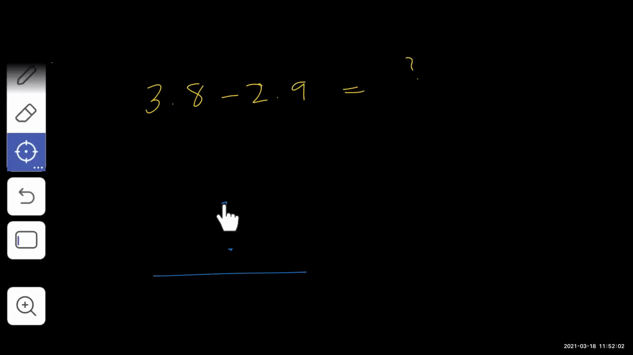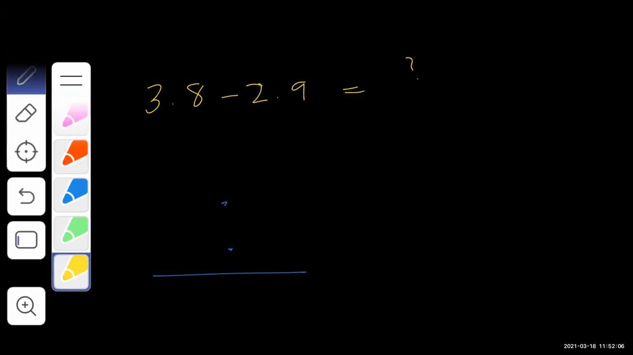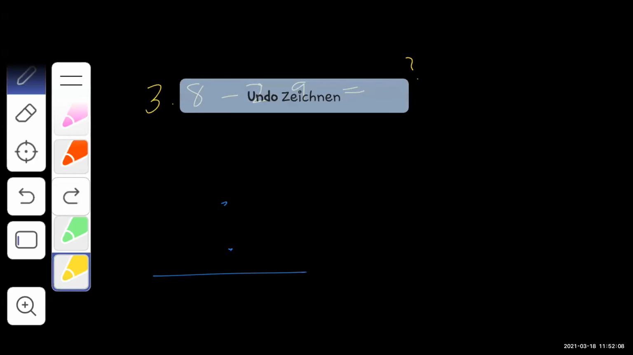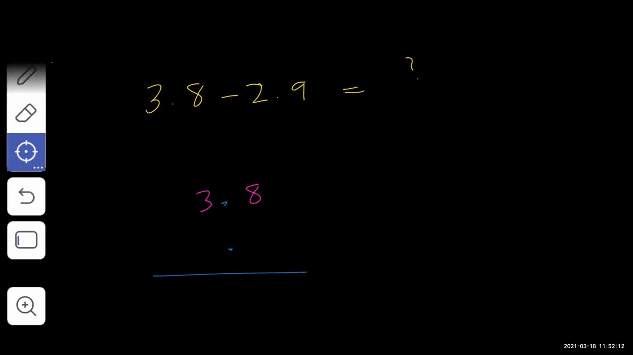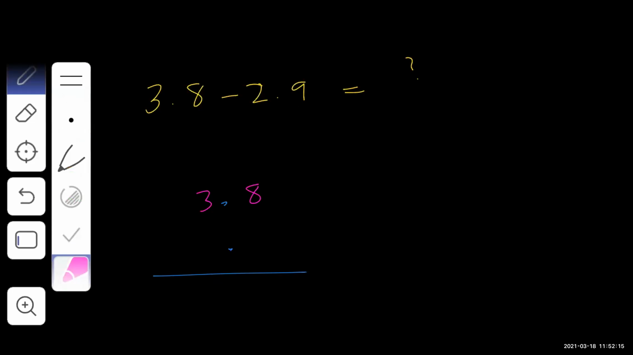What is the first number? You put the points first. What is the first digit? 3. 3.8. What is the second number? 2.9. The points have to be together, in the same position. Then let's solve this. This is subtraction.